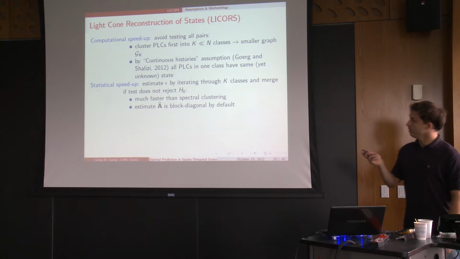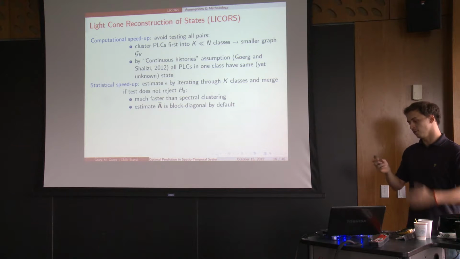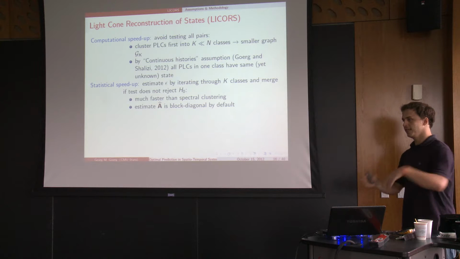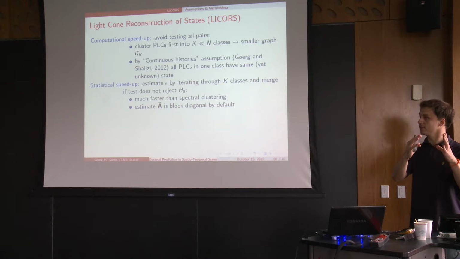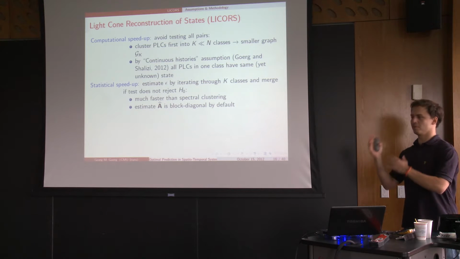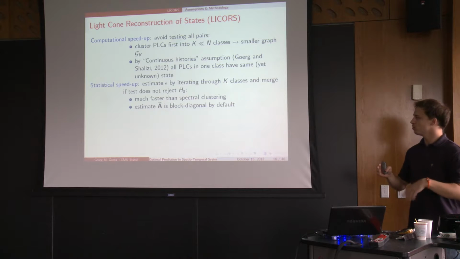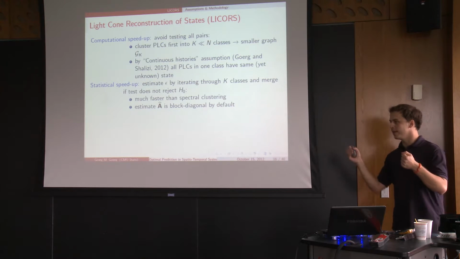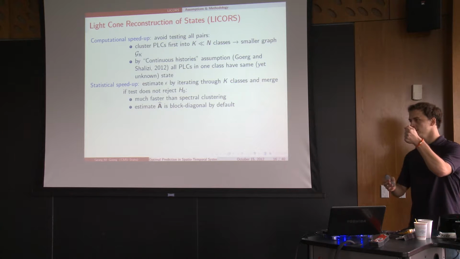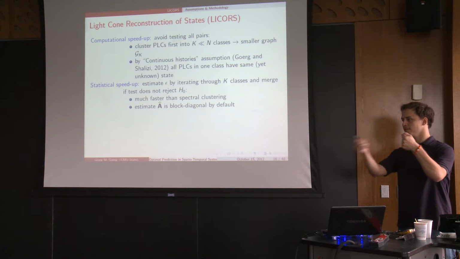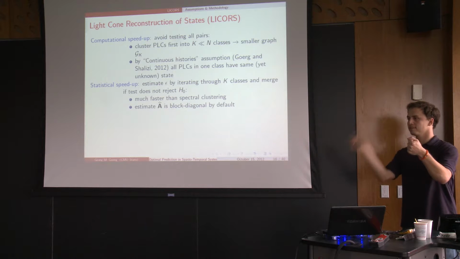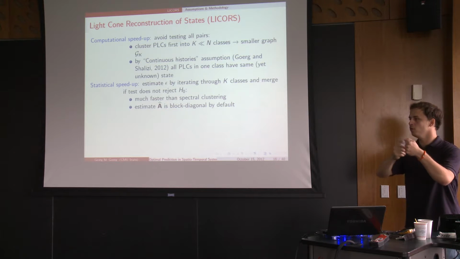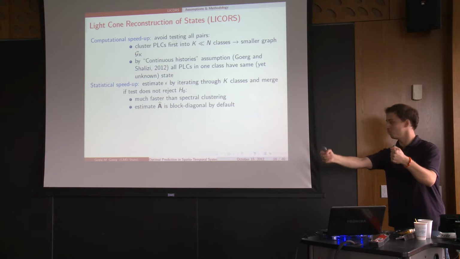And then the statistical speedup. So I have now, instead of n, k nodes in the graph, but they're still not block diagonal. So what we do is we don't do spectral clustering, but we iterate through the list and merge. I take the first one, and then I look at the second. Are they equivalent? I test it. If yes, you put them into this class. If no, you generate a new predictive state.